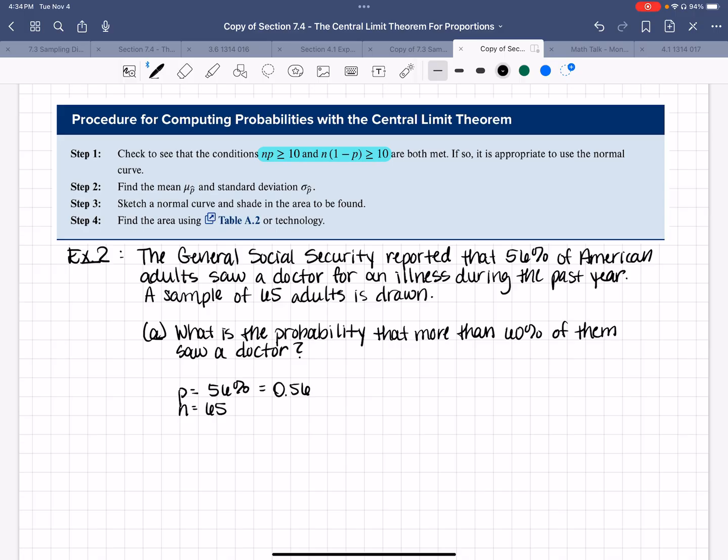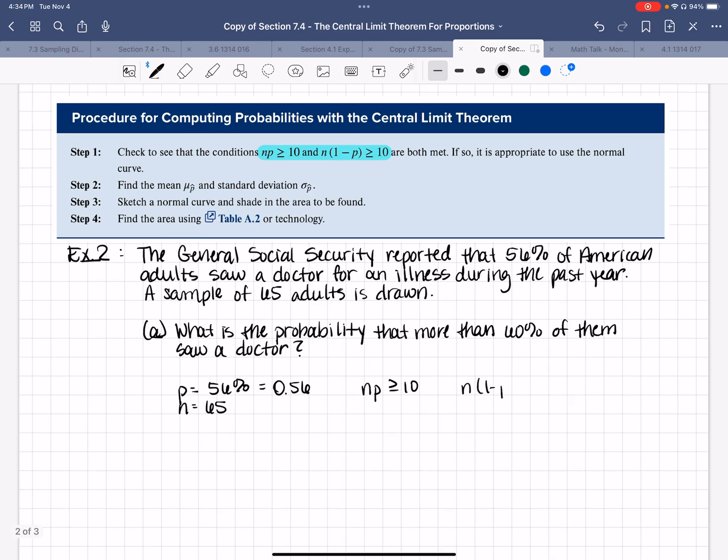The first thing we need to check is, is N times P greater than or equal to 10? And is N times 1 minus P greater than or equal to 10? Those are the first couple of things we need to try. So I've got 65 times 0.56, and we're checking to see if that's greater than or equal to 10. I do get 36.4, which is greater than or equal to 10. So that one checks.